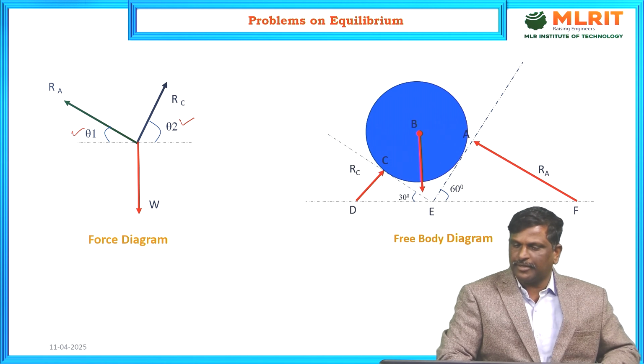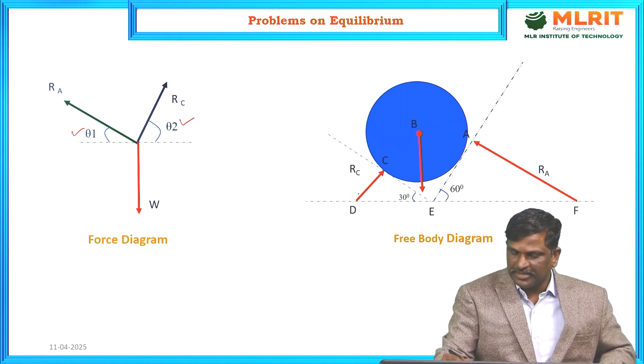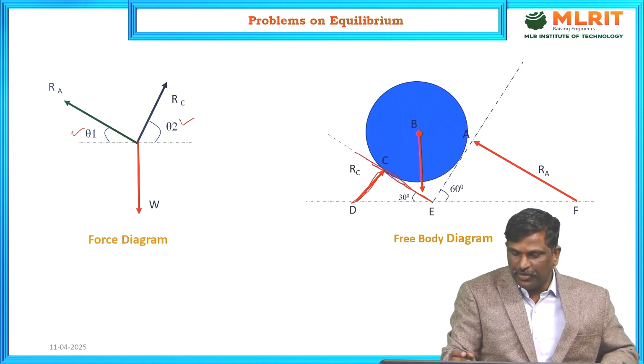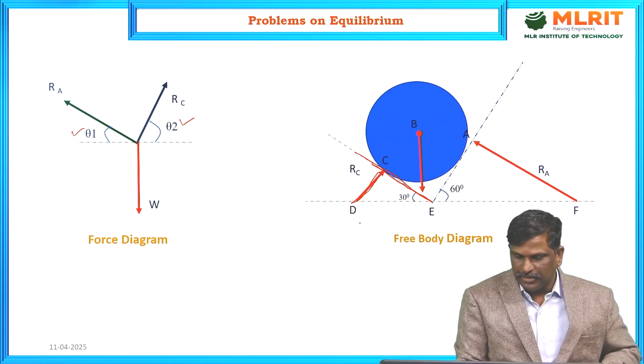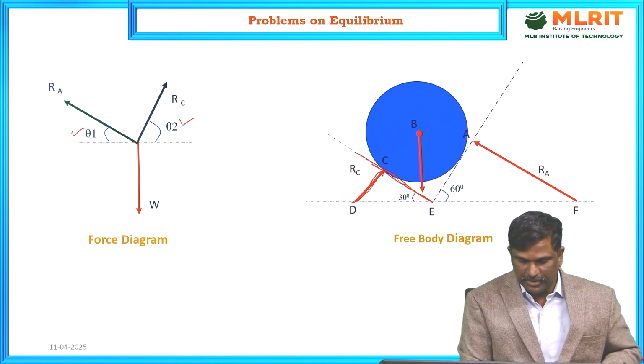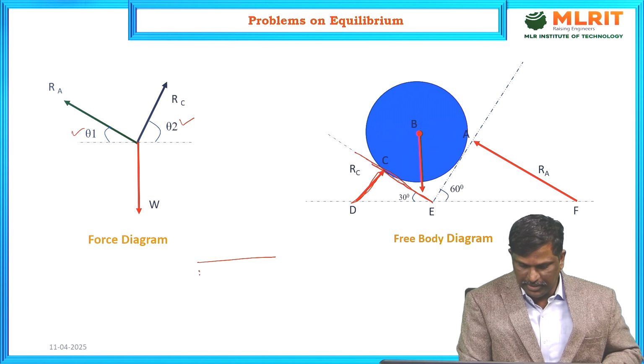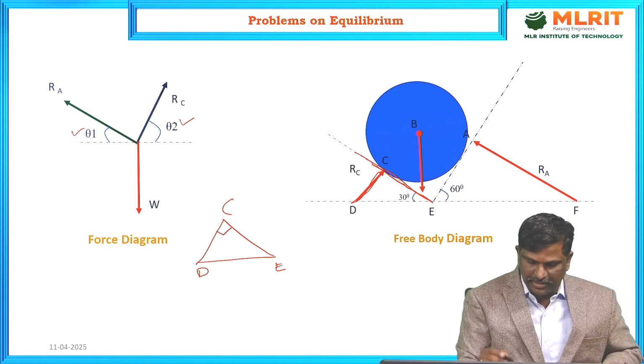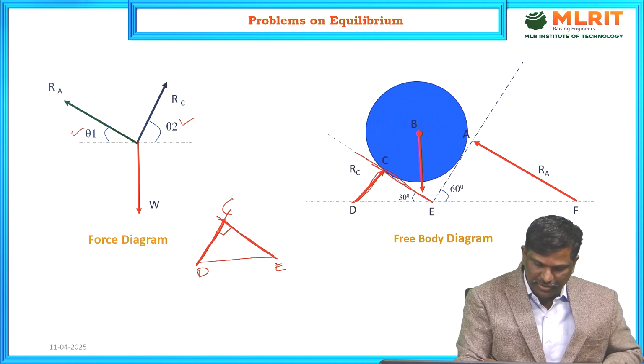Look at the free body diagram. Here RC is perpendicular to the contact surface. This is the contact surface. Now here we get a right angle triangle DEC. DEC is the right angle triangle. This angle is 90 degrees as RC is perpendicular to the contact surface. This is the contact surface and this is the line of action of RC. These two are mutually perpendicular.